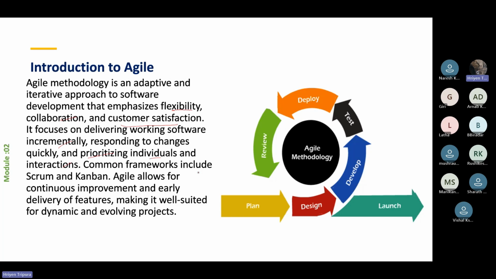Then common frameworks include Scrum. We also have Kanban. Agile allows for continuous improvement and early delivery of features, making it well suited for dynamic and evolving projects. So as I mentioned, nowadays in every single project, one requirement or another may change, or some new features are going to be updated, right? This is why the agile methodology can help us a lot.